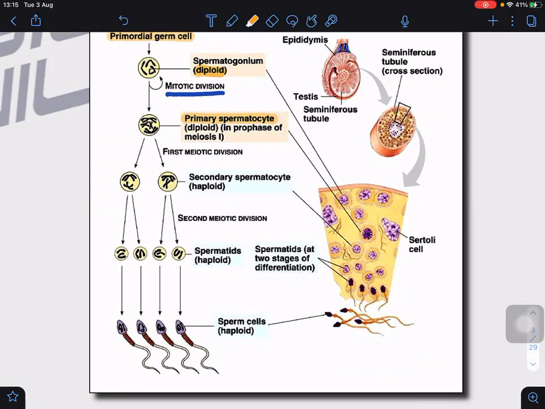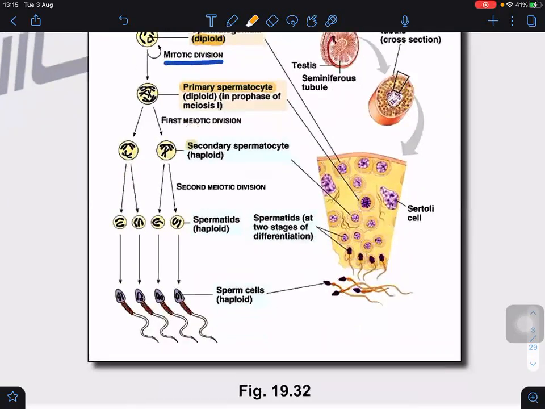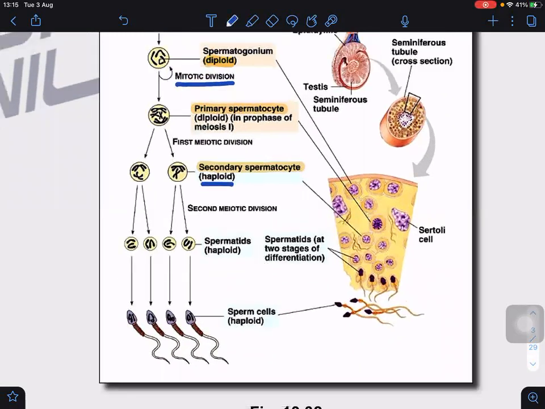In the second meiotic division, we term them a secondary spermatocyte. Are you clear? At this moment, they become haploid already. So write down: spermatogonium 2n, primary spermatocyte 2n, but secondary spermatocyte is n. But for each chromosome, they still have 2 sister chromatids.